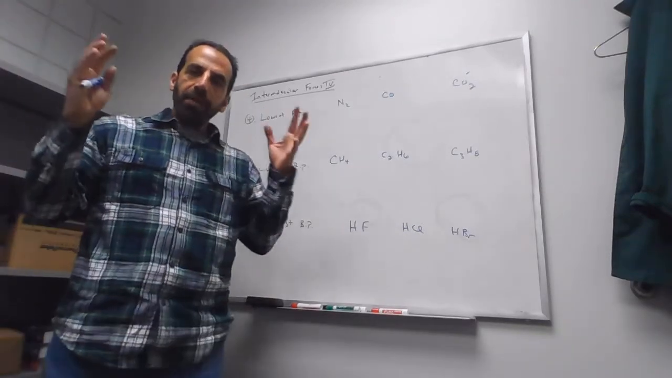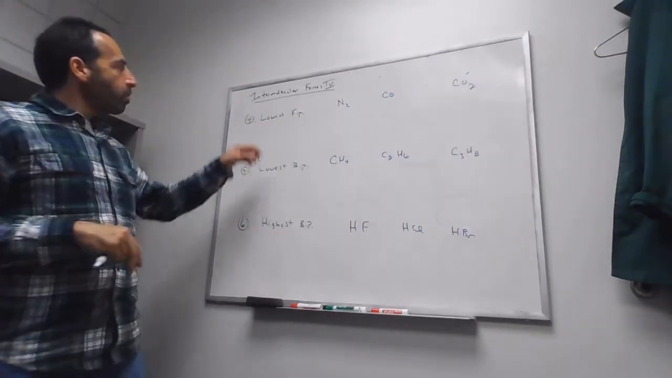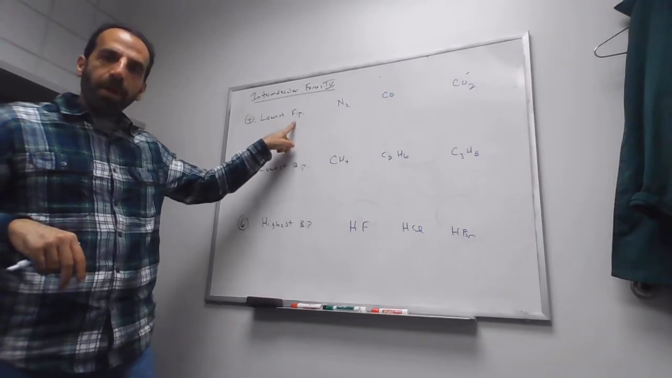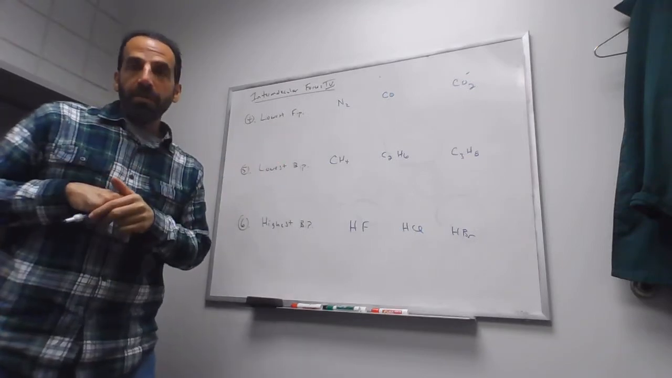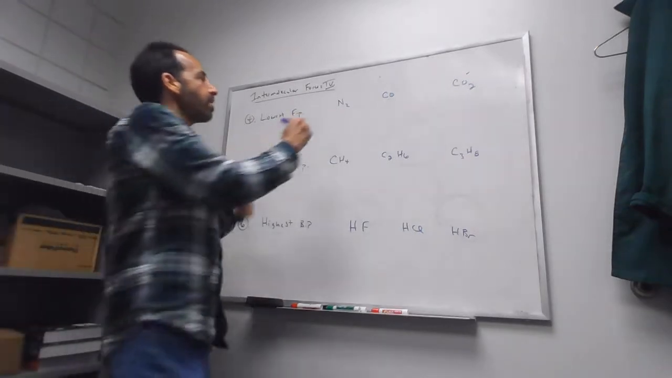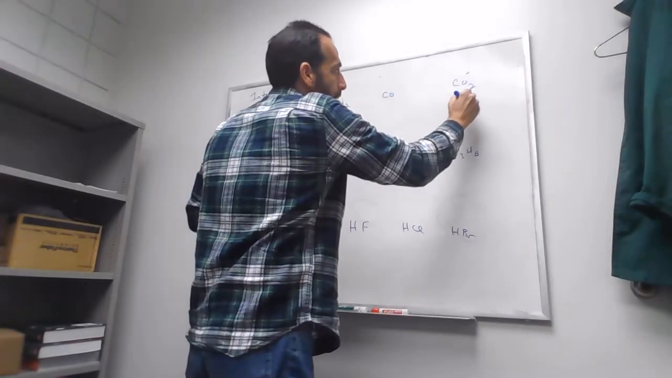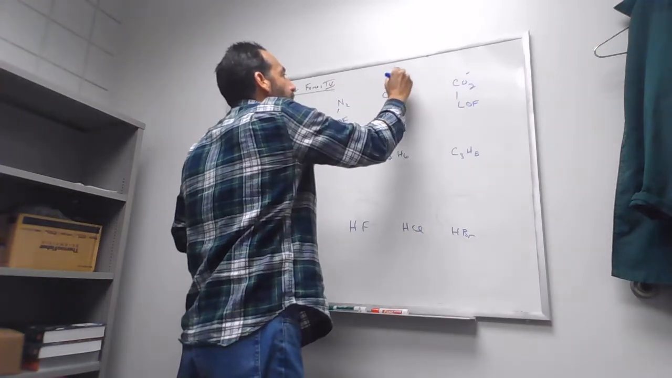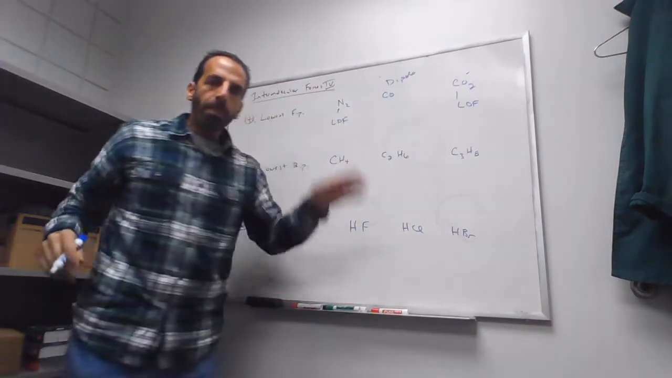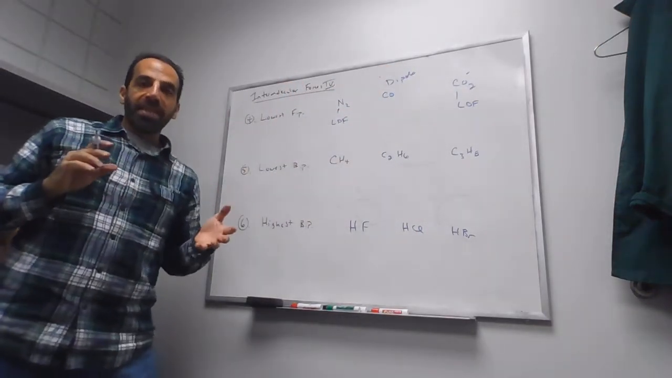So again, let's just finish this up, making these comparisons. First one is lowest freezing point. So the weakest intermolecular force will have the lowest freezing point. This is going to be LDF, and so will this. And this will be dipole. Then you go by the size.